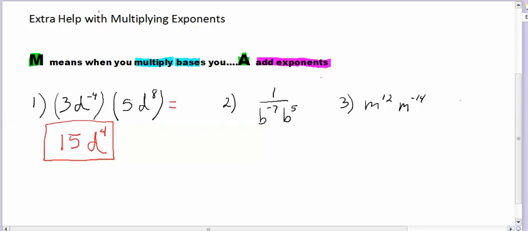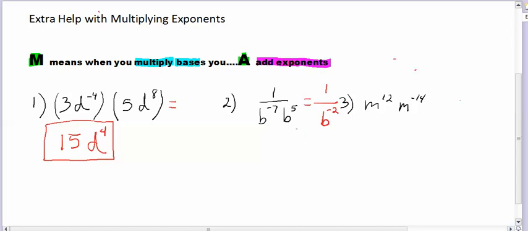Okay, the next one, I've got a fraction here. I'm going to go ahead and keep my 1 at the top of my fraction. Okay, so now at the bottom I have my base of b. I'm going to go ahead and add the exponents. So I have a negative 7, a positive 5. So again, subtract first. 7 minus 5 is 2, and it's going to be negative 2.